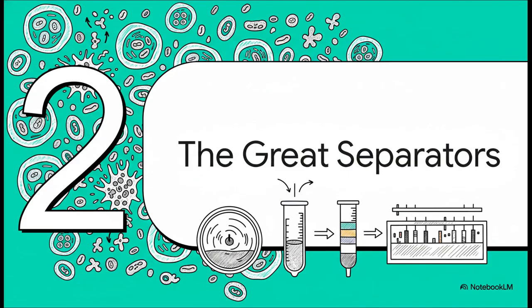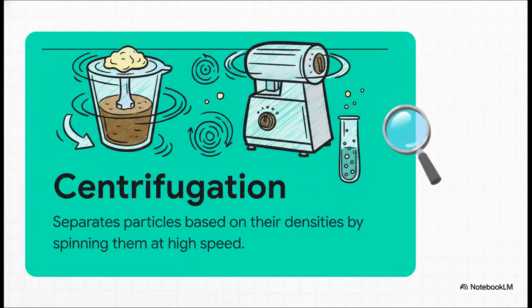Okay, so we've seen the cells, that's awesome. But now, what if we want to sort out all the tiny bits and pieces inside the cell? For that, we need to pull out the next set of tools from our box, the Great Separators. The first one has a big, fancy name, Centrifugation. But don't let the word scare you.